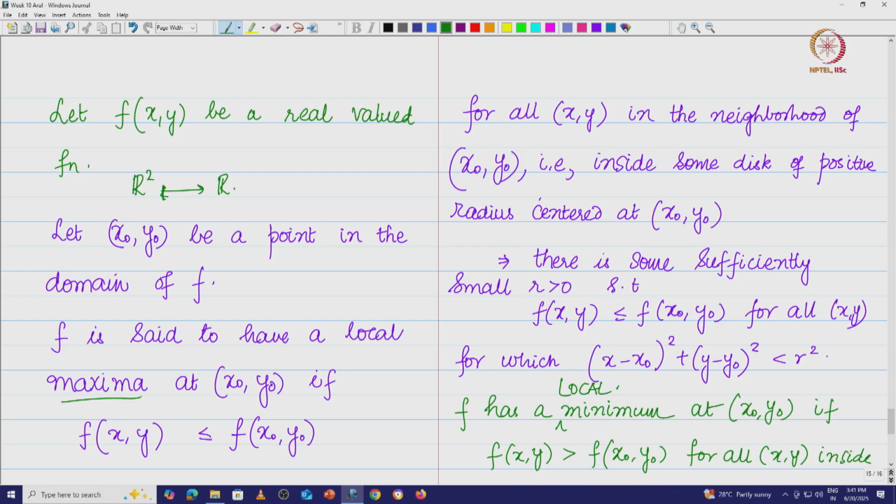local maxima. So this is local maxima and this is local minimum, and we are going to say global maximum and global minimum is like you take the entire domain of f. So if you satisfy this condition, f of x comma y is less than or equal to f of x naught comma y naught, you have a global maximum at x naught comma y naught, and on the other side, if over the entire domain you have f of x y greater than f of x naught comma y naught, you say that f has a minimum at x naught comma y naught, right.